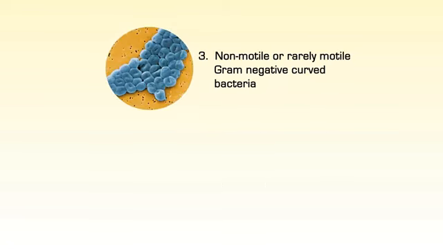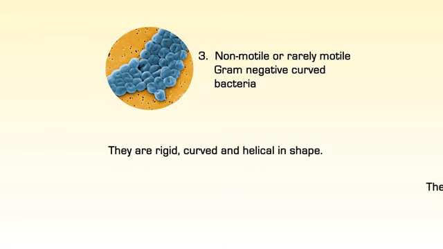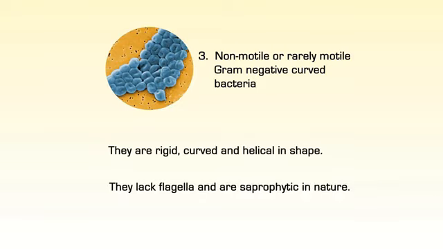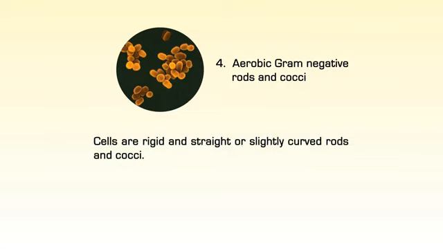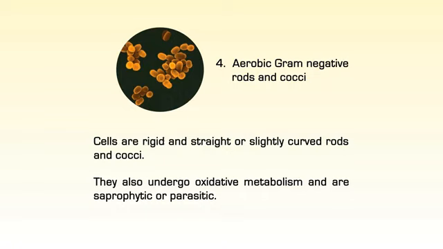Next coming is the third one, that is non-motile or rarely motile gram-negative curved bacteria. So under this, the bacteria are rigid, curved and helical in shape. They lack flagella and are saprophytic in nature. The fourth point is the aerobic gram-negative rods and cocci. So the cells under this are rigid and straight or slightly curved rods and cocci. They also undergo oxidative metabolism and are saprophytic or parasitic.